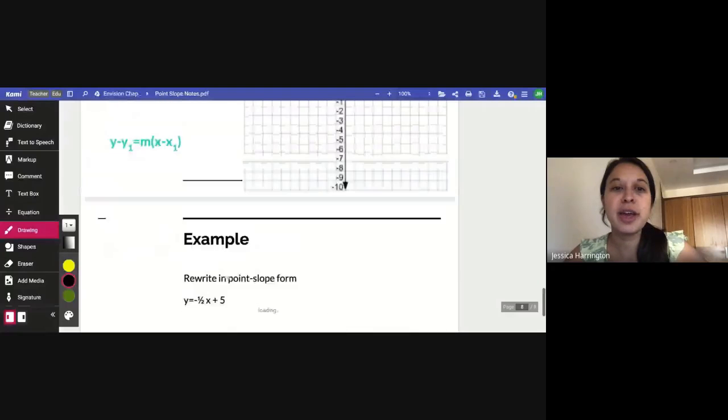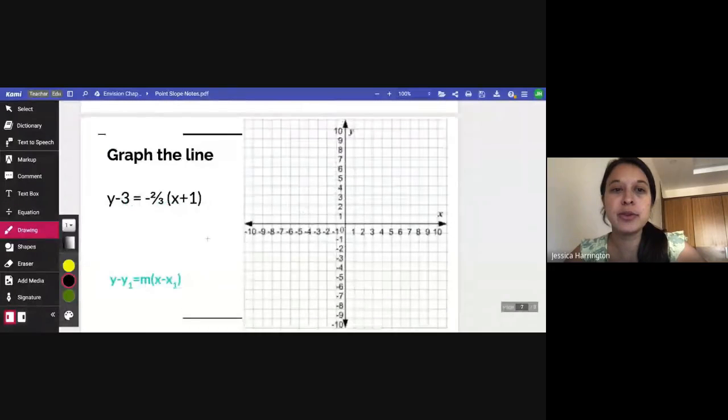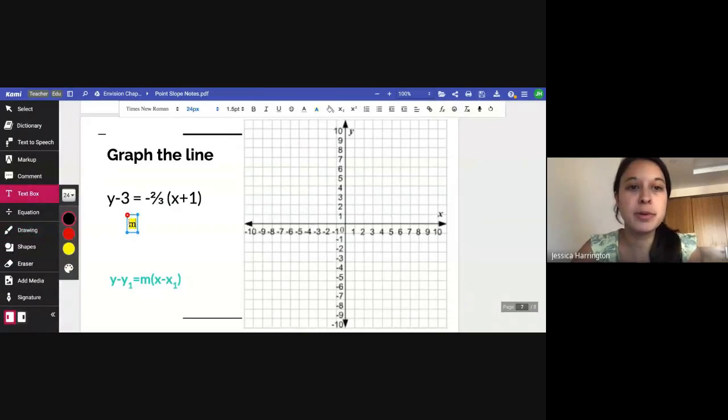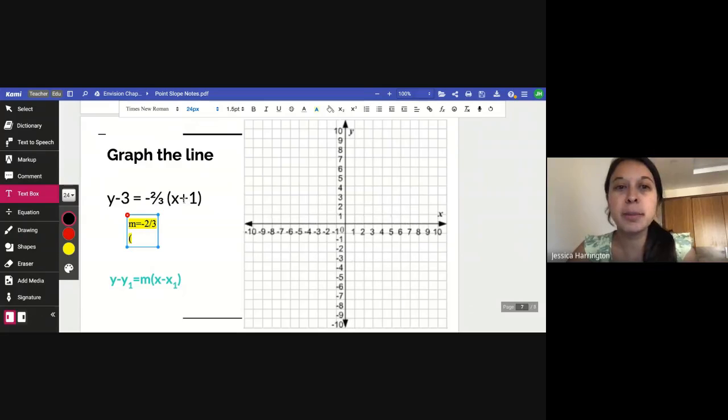Okay, so here we're going to graph the line. Okay, so here's point slope. So what do we know? We know, let me get a text box, we know that the slope is negative 2/3. And then we know that there's a point on this line. x1 is here. But because this is a +1, remember, I know it's the opposite of +1. So x1 is actually -1. And then y1 is just 3.